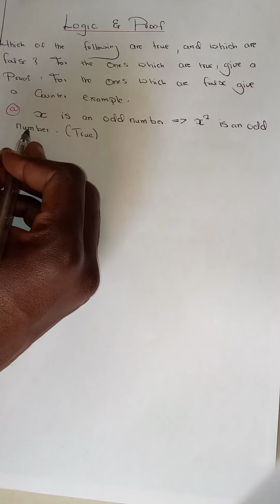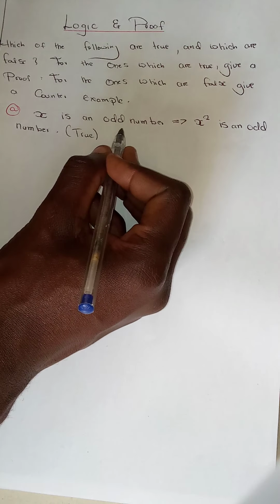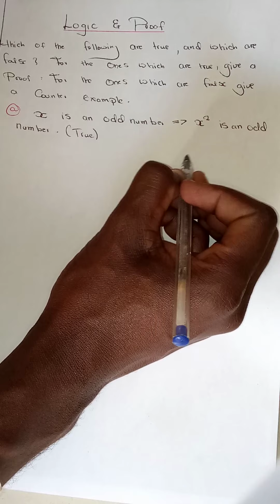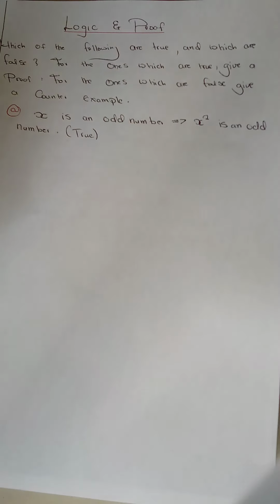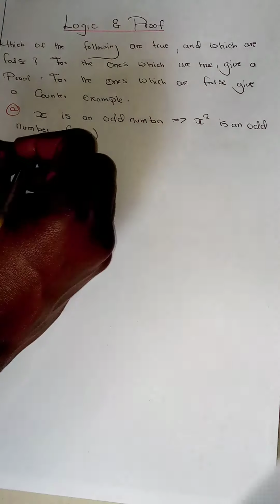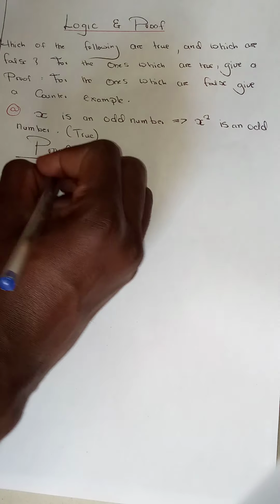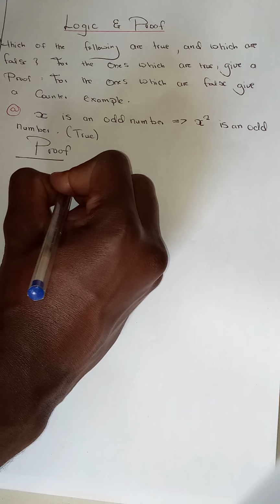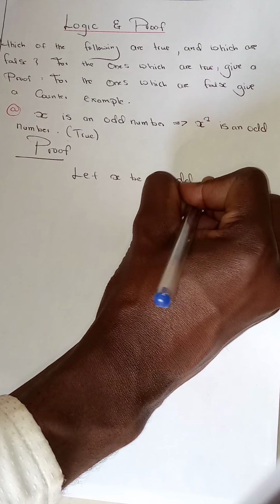So we have an example A here which says, x is an odd number if x squared is an odd number. This statement is saying that it is true. So how are we going to prove this? In order for us to prove this, we are going to say let x be an odd number.